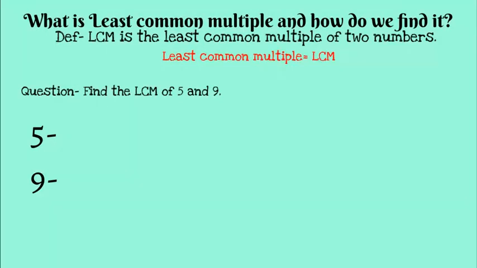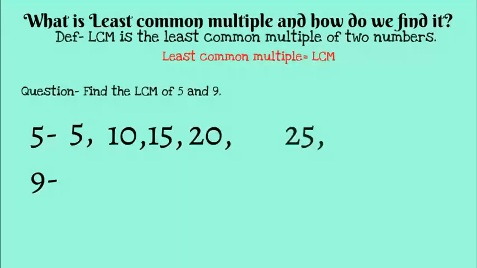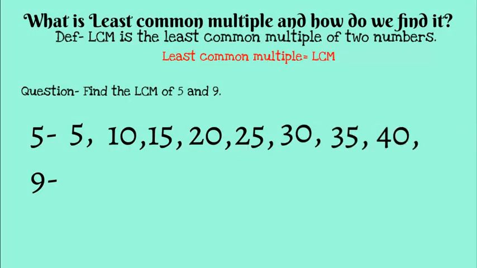So let's get started. The first multiple of 5 is 5, and then it's 10, 15, 20, 25, 30, 35, 40, 45. I'm going to stop right there because you could list more than this if you want. I think this is enough.